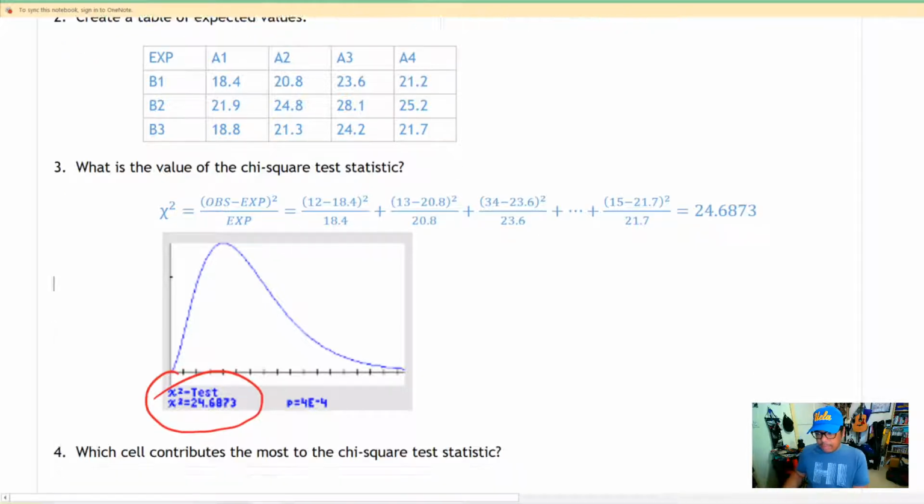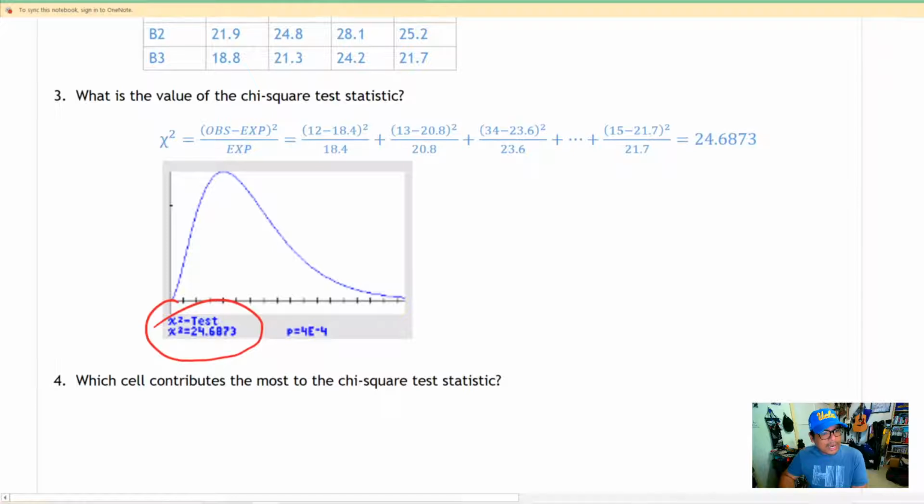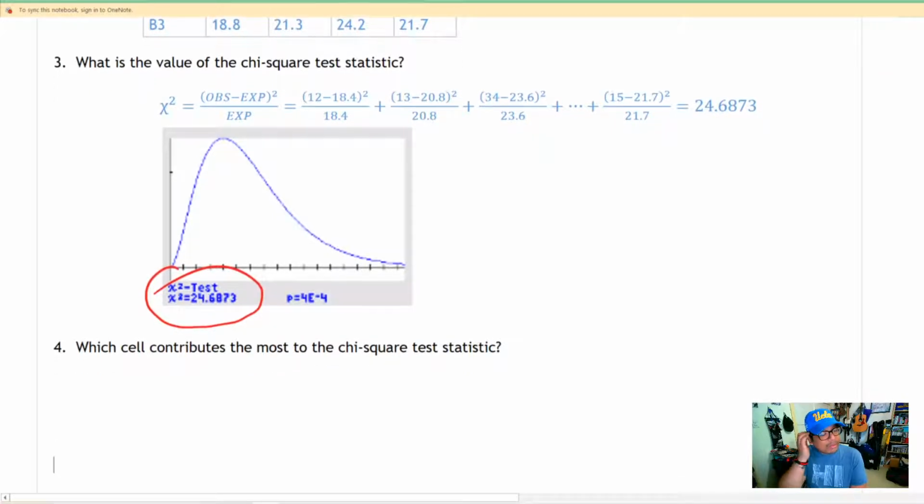And let's finish up here with question number 4. Which of these cells contribute the most to the chi-square test statistic? Now, this is not a difficult question, but for this question, you're going to have to actually look at all of the chi-square contributions. So we're going to try to shortcut this a little bit, again, with our TI calculator. So let's grab our calculator.